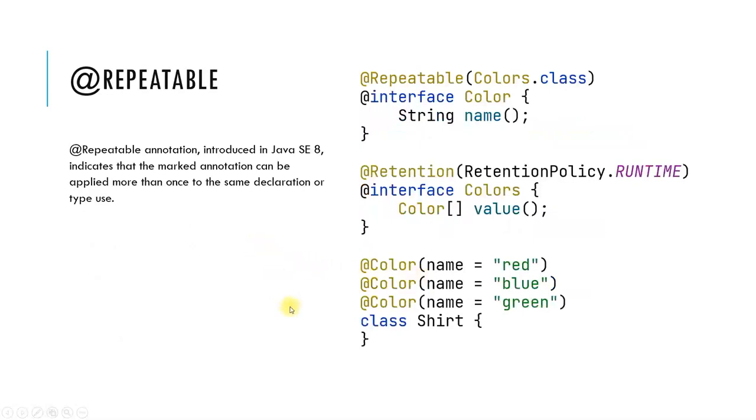Okay, repeatable annotation. It was introduced in Java 8. It indicates that the marked annotation can be applied more than once to the same declaration or type use. So in this case, we need two classes, where the second class provides the list of the values. So in this case, we can annotate with color annotation several times, for example, class short.